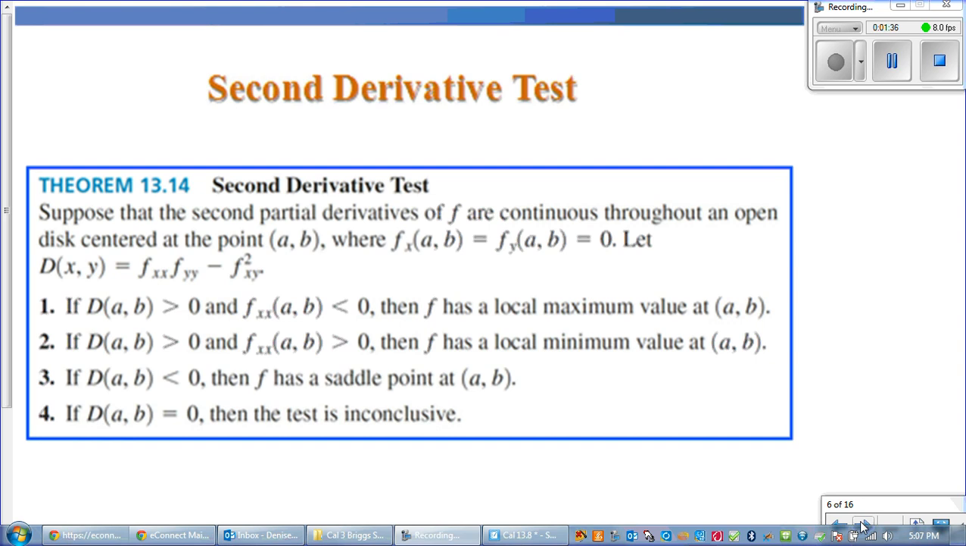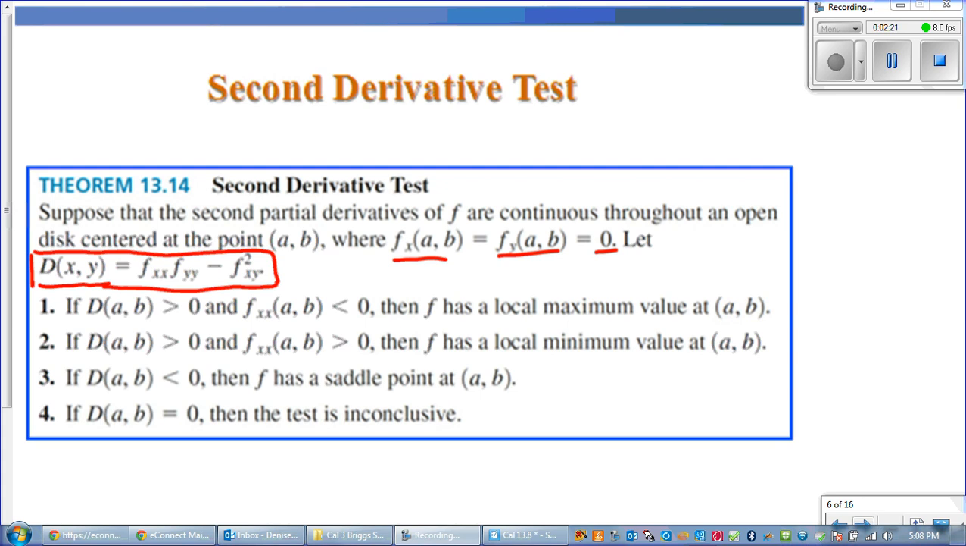Okay, so now the second derivative test. Suppose the second partial derivatives of f are continuous through an open disk centered at the point (a, b), where the partial derivatives at (a, b) are both 0. Now, we're going to form something called the discriminant. D(x, y) will be f sub xx times f sub yy minus f sub xy squared. This discriminant is what we're going to use to determine whether a point has a local maximum, a local minimum, a saddle point, or that it's inconclusive.